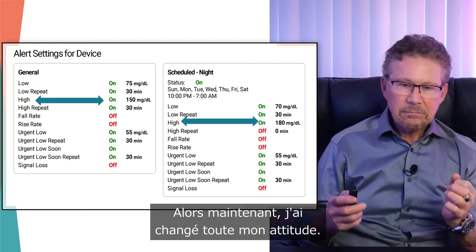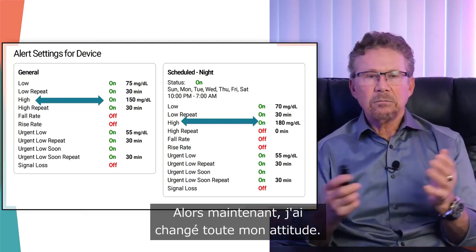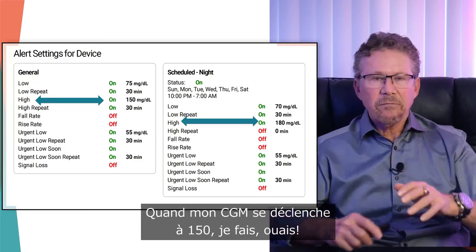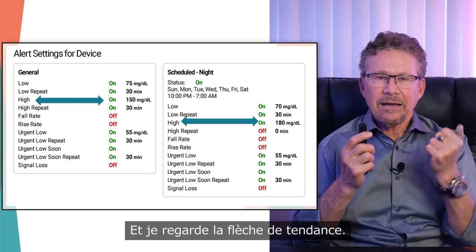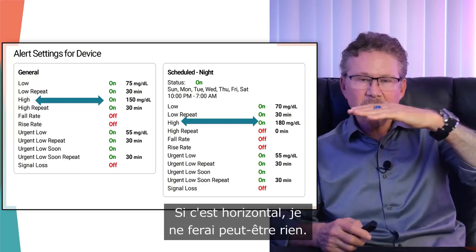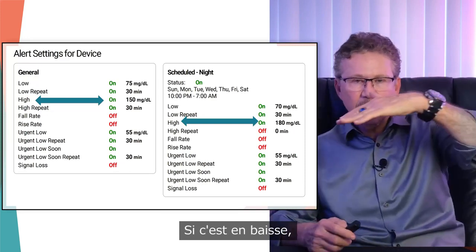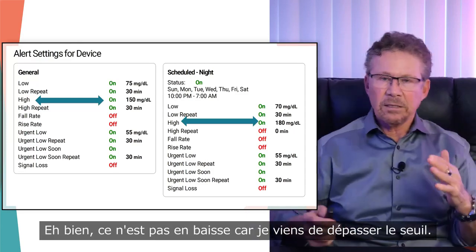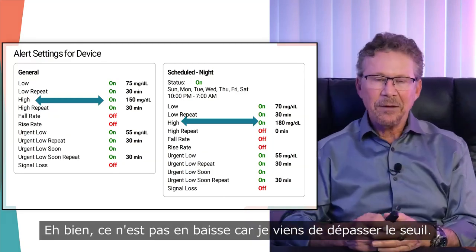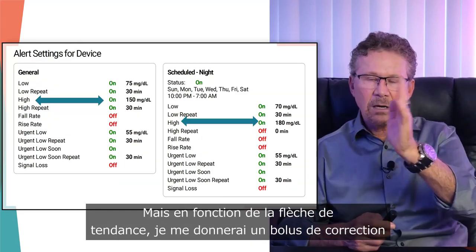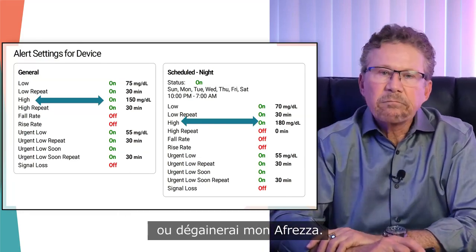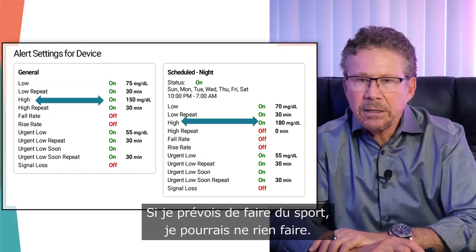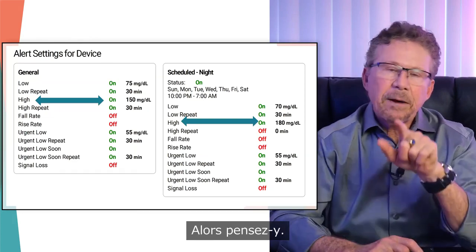So now I change my whole attitude. When my CGM goes off at 150, I'm going, yeah. And I look at the trend arrow. If it's straight across, I might not do anything. If it's on the way down, well, it's not on the way down because you just crossed it going up. But depending on the trend arrow, I would give myself a correction bolus. Get out my Afrezza. If I'm planning on exercise, I might not do anything. So think about that.